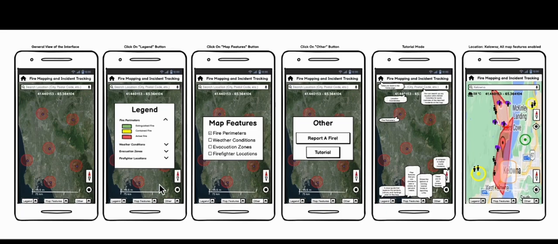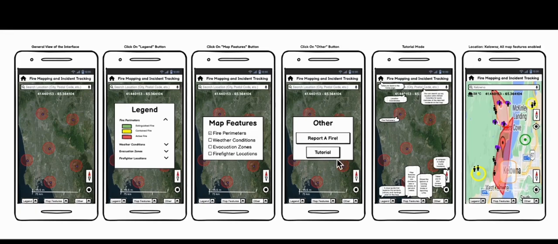Then we have our third button called Other. Now, what happens when a user hits this button is that another pop-up window shows up with two buttons on it. The first button is Report a Fire. Our app will have another feature for reporting a fire, and it will have a dedicated page for it. So hitting this button directs the user to that page where they can go ahead and report a fire, which, if approved by the command center or by some sort of validation system within our app, will show up on the map itself.